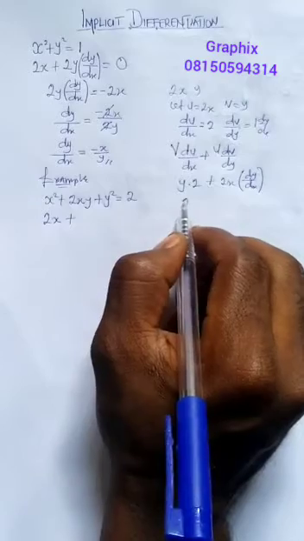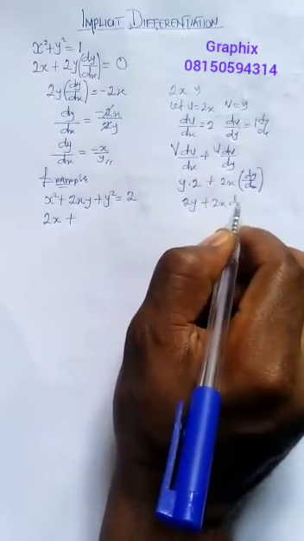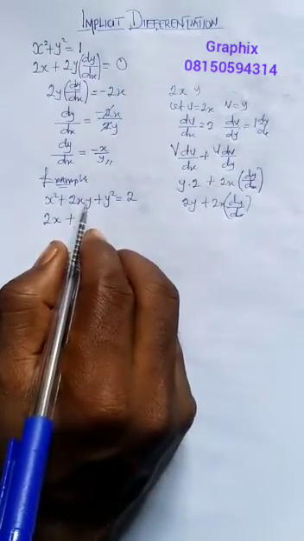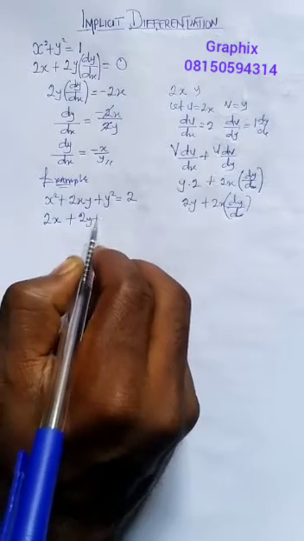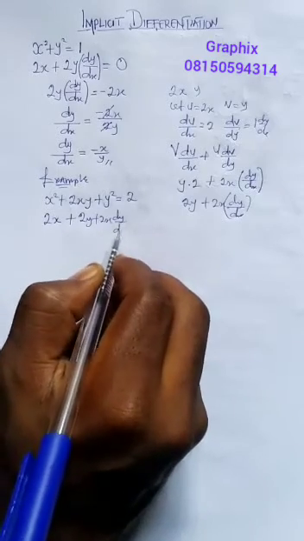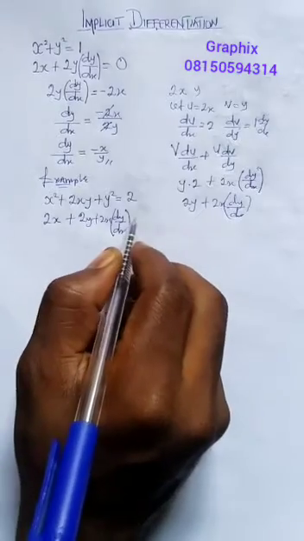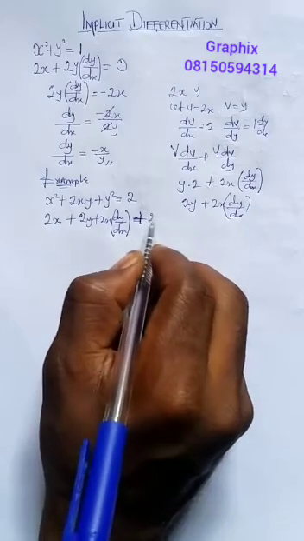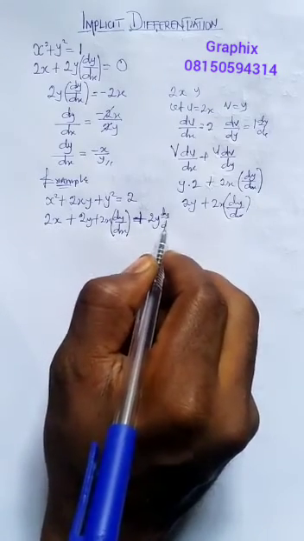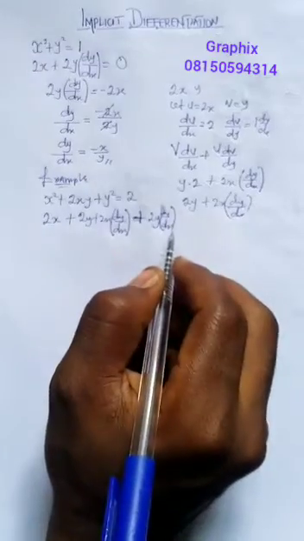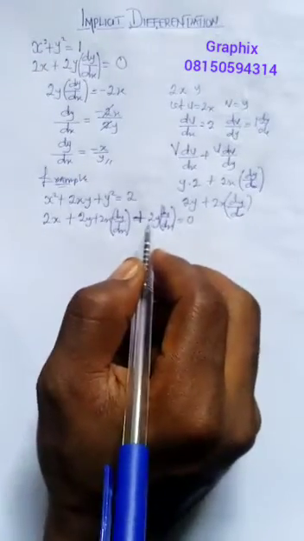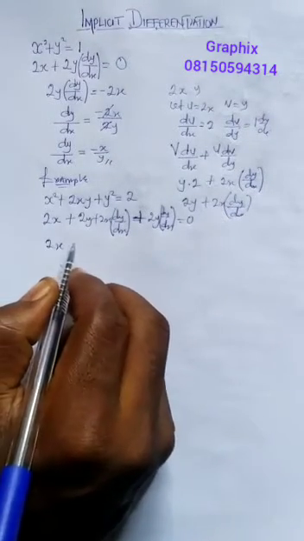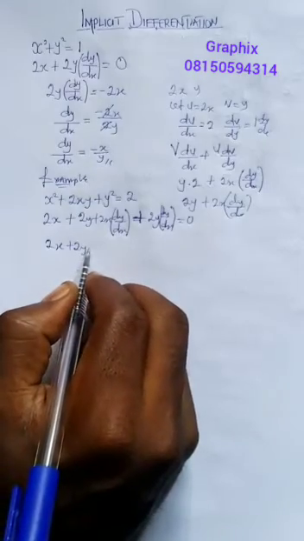So in the long run, we're having 2y plus 2x dy over dx. So it is this we are going to put to replace this. So then we will have 2x plus 2y plus 2x dy over dx plus 2y dy over dx equals 0.